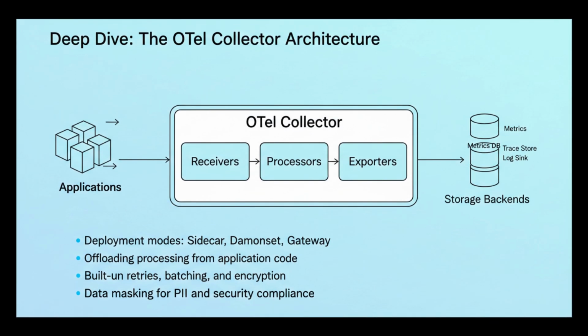The heart of the ecosystem is the OpenTelemetry collector. It is a standalone process that can run as a sidecar, a daemon set, or a gateway. The collector allows your applications to offload telemetry data as quickly as possible, minimizing the performance impact on the application itself. The collector handles the heavy lifting: retries, batching, encryption, and even sensitive data masking. For senior engineers, the collector is where the magic happens, acting as a programmable pipeline that can transform and route data based on complex logic before it ever hits your expensive storage backends.